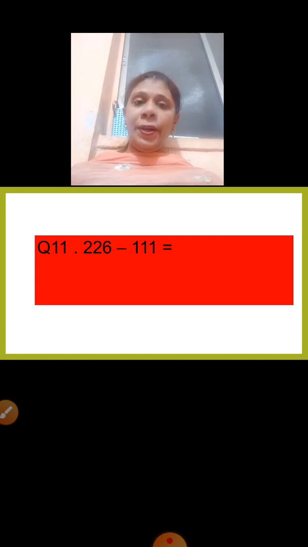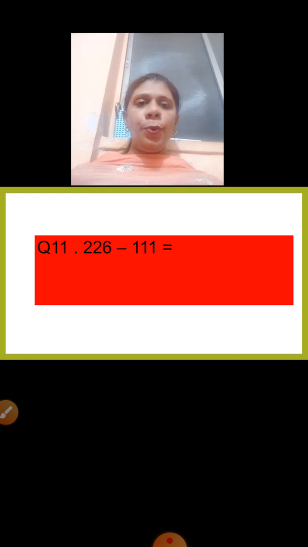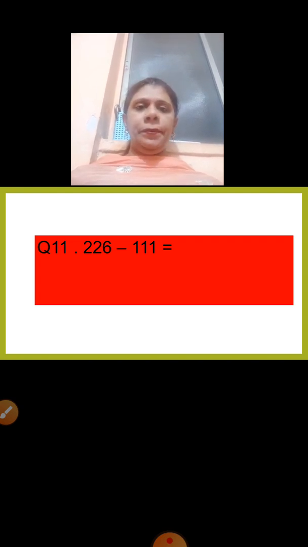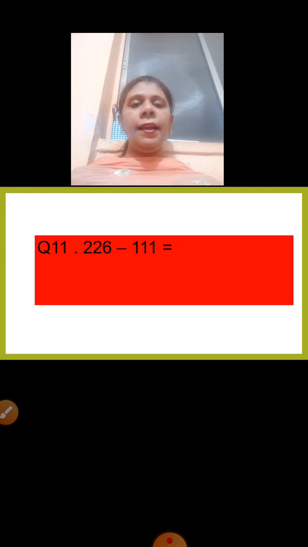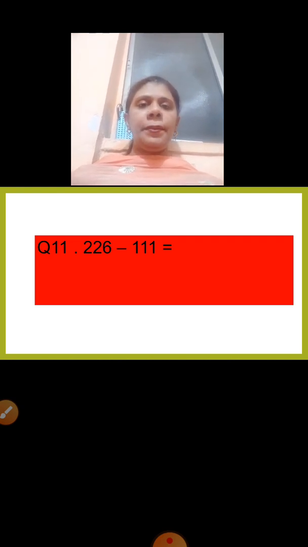226 minus 111. So children, subtract this in your book and tell me what is the answer. 226 minus 111. 111 means 111. So children, subtract. Place the number according to their place values, that is units with units, tens with tens, and hundreds with hundreds. So you will get your answer. What is the answer? Tell me.